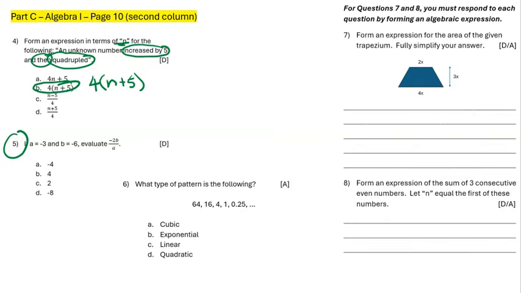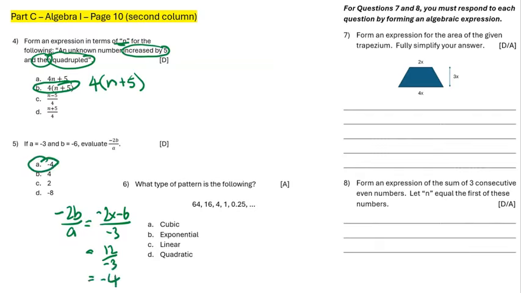On to number 5 now. So we've got our expression -2b over a, and we know that a is -3 and b is -6. So let's just jot that down over here. So we've got -2b over a. So -2b, so b is -6, so it's going to be -2 times -6, and a is -3. So let's do the top of the fraction first. Negative times negative is positive, so that's going to be 12 over -3, which is equal to -4. And that there is going to be option A.